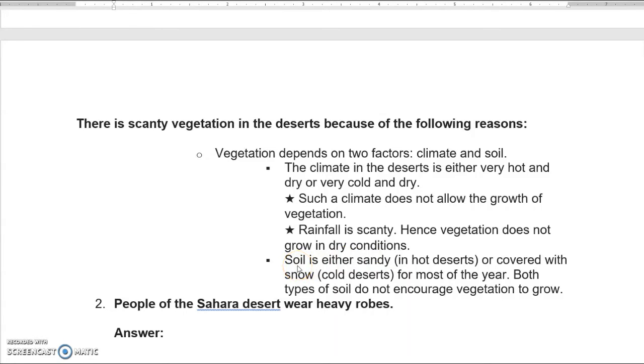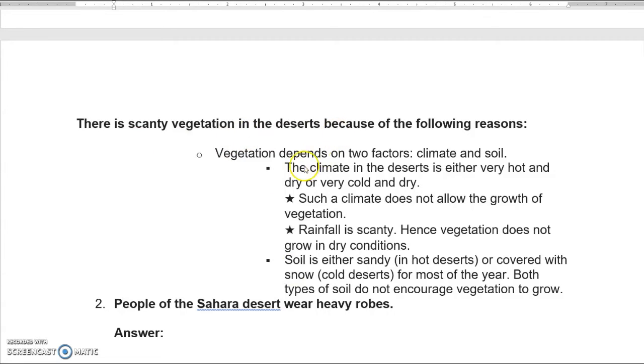Okay. Then, soil is either sandy. In hot deserts, we all know, sandy plains are there. Sandy areas are there. So, the soil is either sandy or covered with snow. Cold desert like Ladakh. This cold desert is covered with snow for most of the year. Both types of soil do not encourage vegetation to grow. Okay, so all these are the reasons behind the scanty vegetation in the desert.